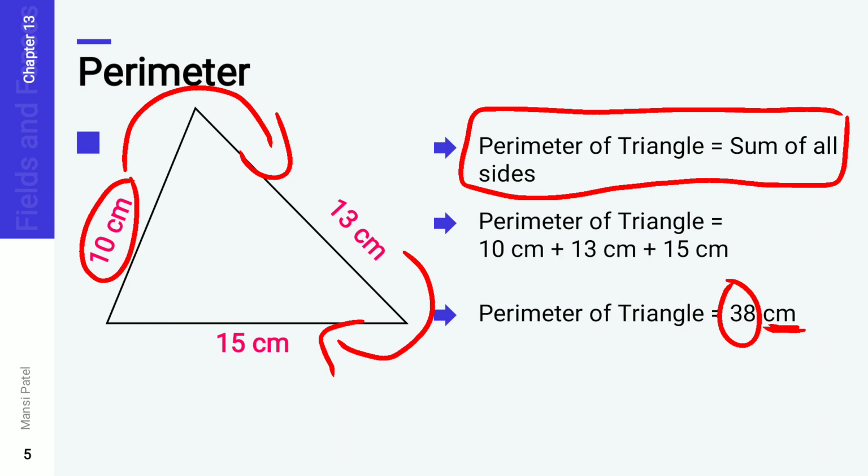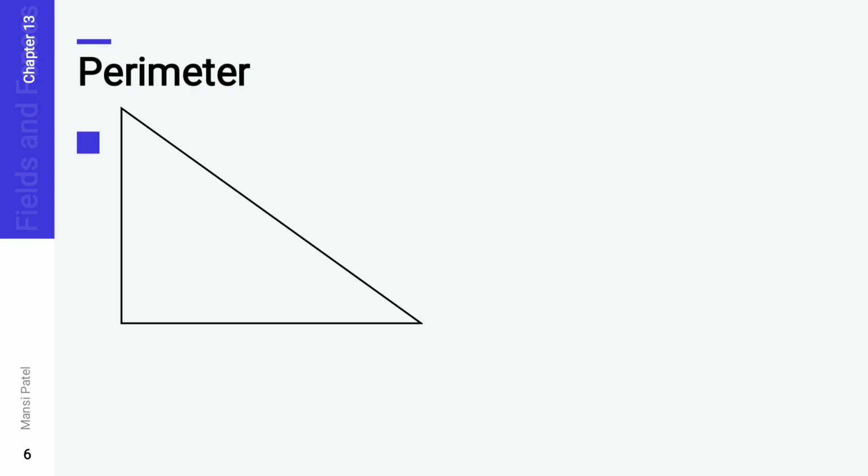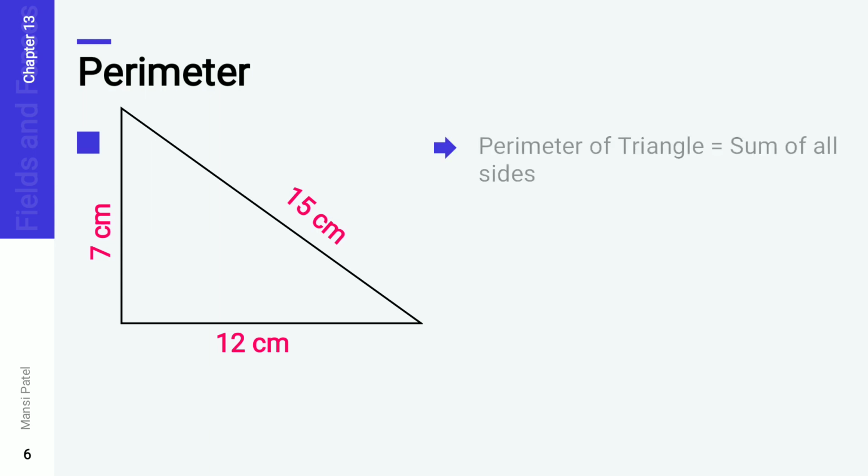Let us see the next question. In this also you can see one another triangle is there. In this triangle also all the measurements are not the same. One is 7, second one is 15 and the third one is 12. So first you have to write down the formula to find out the perimeter of a triangle. What is the formula? Perimeter of a triangle is equal to the sum of all sides.